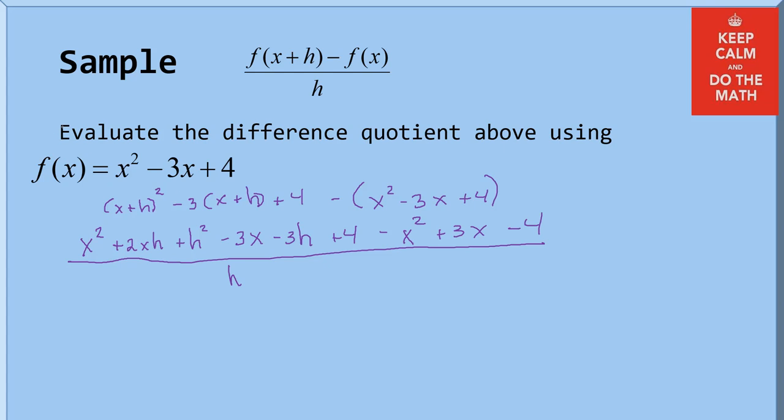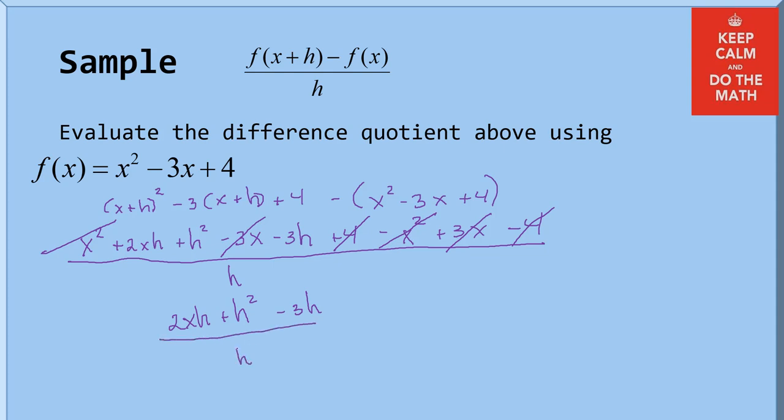So the first thing I notice is that I have a positive x squared here and a minus x squared here. So they cancel each other out because they equal 0. I see I have a minus 3x and a positive 3x, so those cancel each other out. And I have a positive 4 minus 4, which equals 0, so they're canceling each other out. So once I've done all that, I can see what I have left. So I have 2xh plus h squared minus 3h. So I'll just write them in that order.